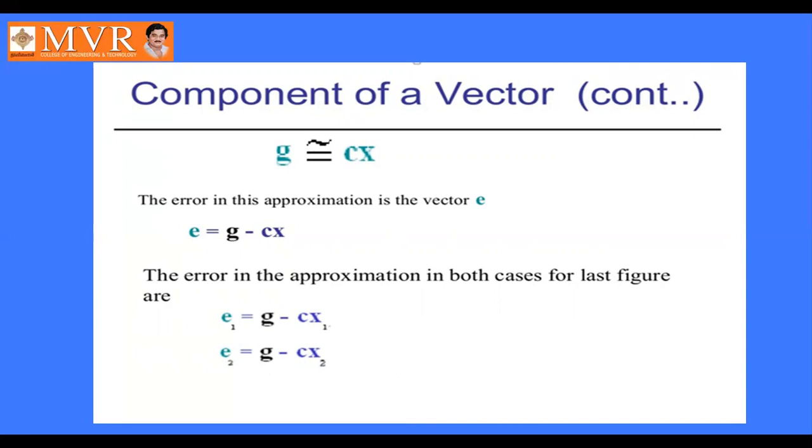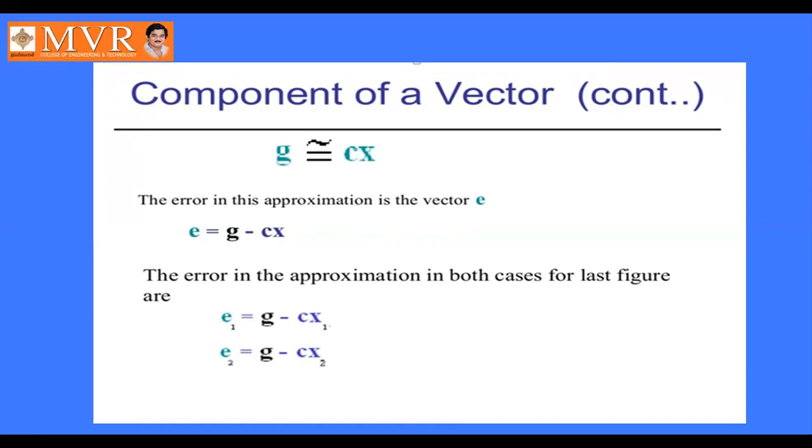Okay. So here we are approximating the vector g as c into x. If we approximate the vector g as c into x, then we will get the error vector e, that is e equal to g minus cx. For these two examples, e1 equal to g minus cx1 and e2 equal to g minus cx2, where e1 and e2 are error vectors. e1 is an error vector as well as e2.